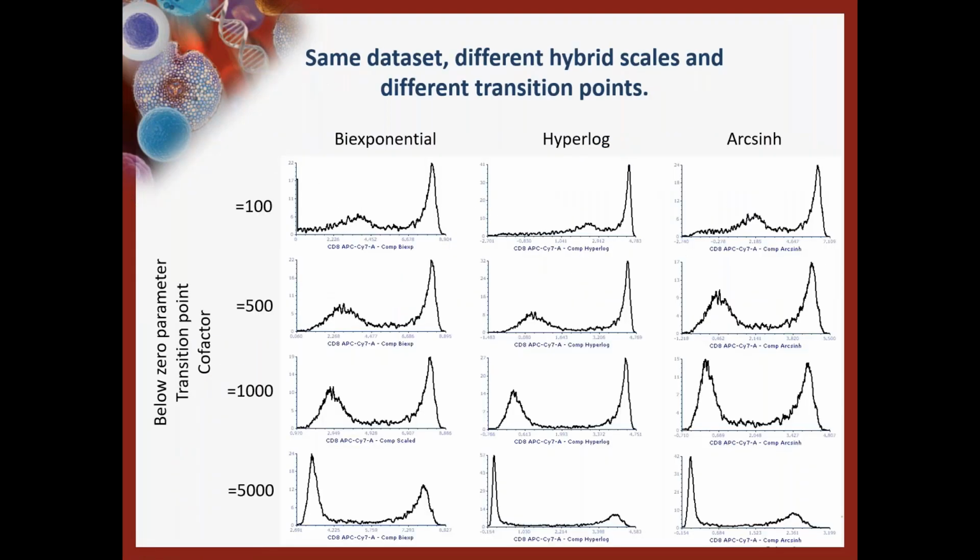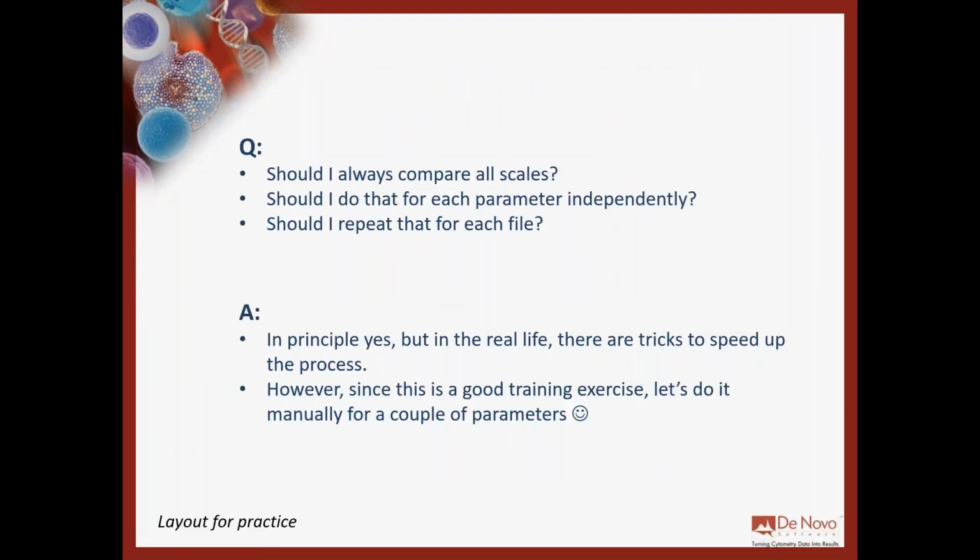Okay, so questions. Wow, Andrea, are you telling me that I should compare all scales, all below 0 and transition points for all parameters in my files? I know I might have like 50 parameters for all the data, file by file. It will take forever. So in principle, yes, because otherwise, how can you know which scale to apply? You cannot apply the same scale with the same transition point for all parameters and for all files. So in principle, yes.